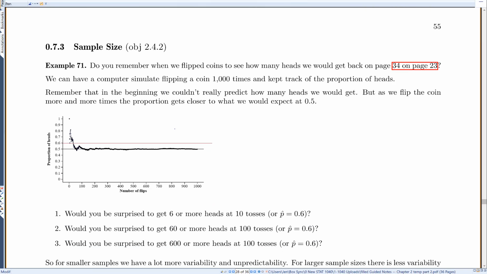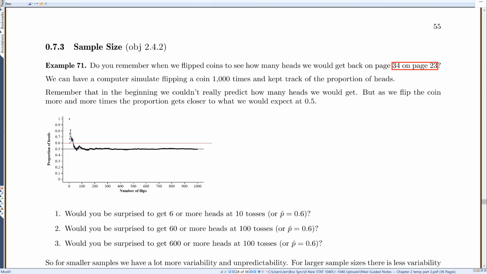Now, the other thing we want to know about is sample size. So this is very important too. Do you remember when we flipped coins to see how many heads we would get back on page like 34? So I'll fix that. It's example 34 on page 23. We could have a computer simulate flipping a coin 1,000 times and keep track of the proportion of heads. Remember, in the beginning, we can't really predict how many heads we would get, but as we flip the coin more and more times, the proportion got closer to what we'd expect at 0.5. And you can go back and look at those notes if you don't remember this.